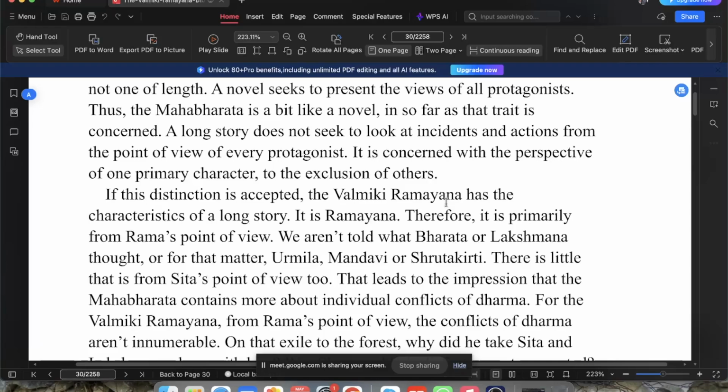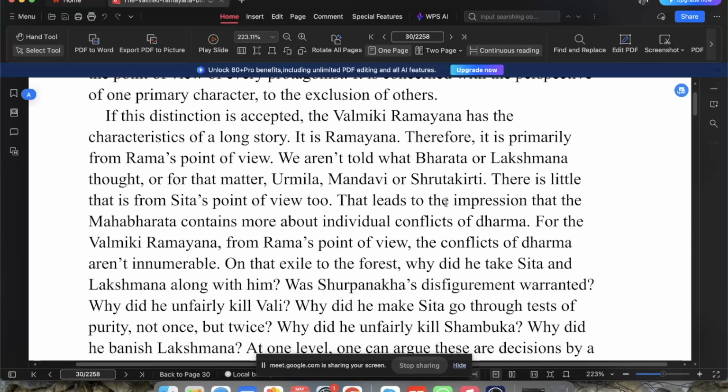We aren't told what Bharata or Lakshmana thought, or for that matter, Urmila, Mandavi, or Shrutakirti. There is little that is from Sita's point of view too. That leads to the impression that the Mahabharata contains more about individual conflicts of dharma. For the Valmiki Ramayana, from Rama's point of view, the conflicts of dharma aren't innumerable.